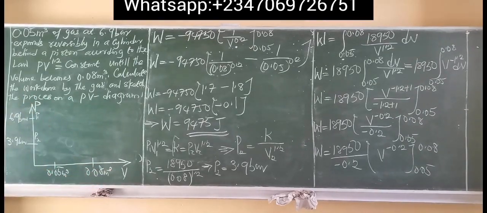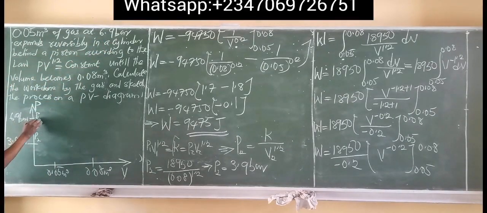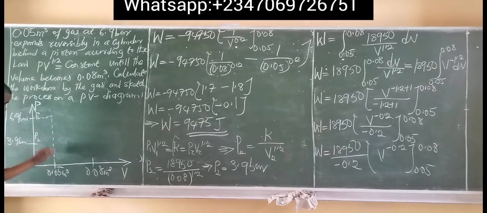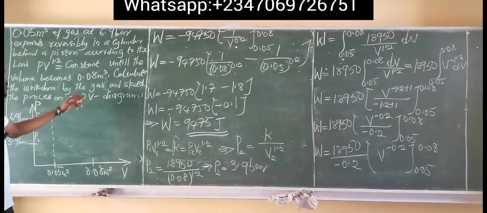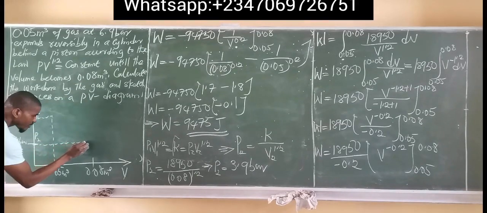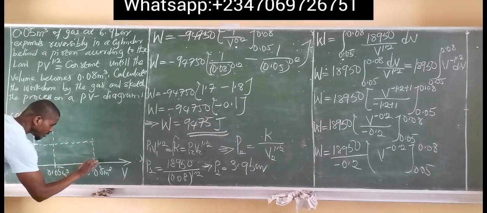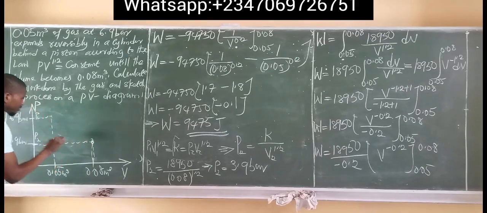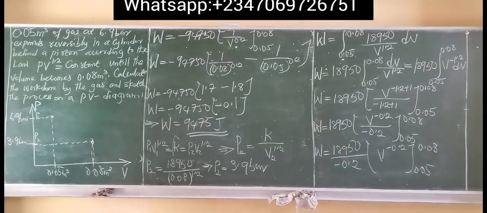So let's relate them now. P1 to V1, of course, the initial conditions, 0.05 meter cube of gas at 6.9 bar. This is 6.9 bar, and this is 0.05. This is where they meet. Then again, P2 is 3.9 bar and V2 is 0.08 meter cube. So you relate the two of them and you have this. This is 0.08. So this is where they meet. You can actually asterisk where they meet.